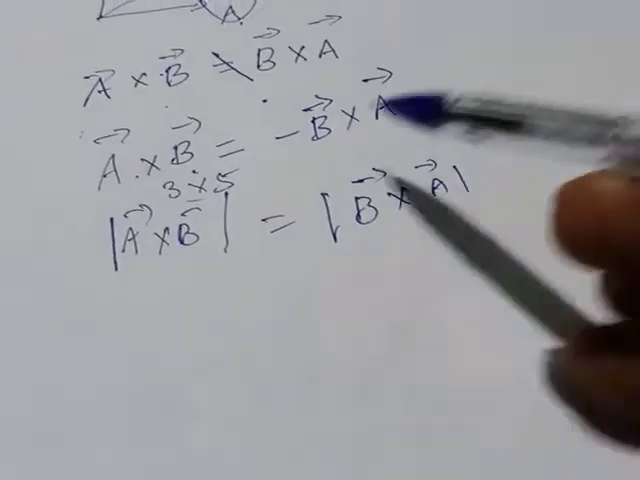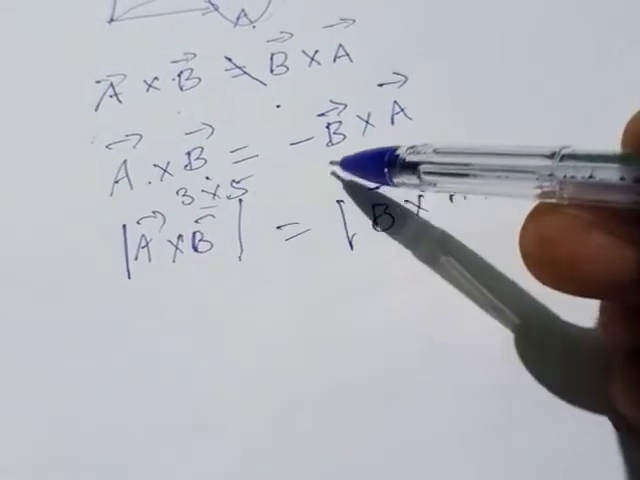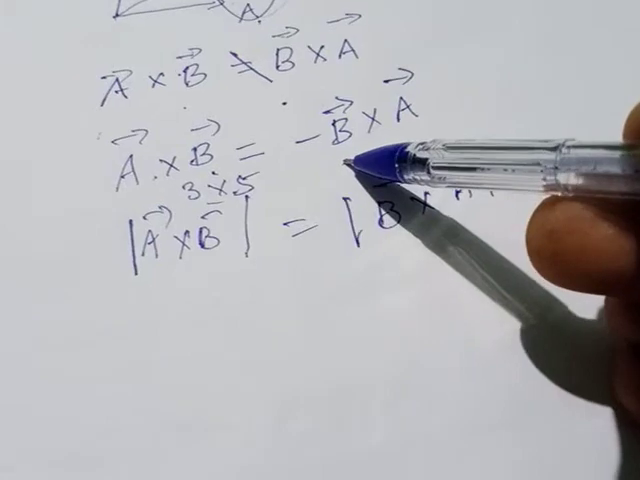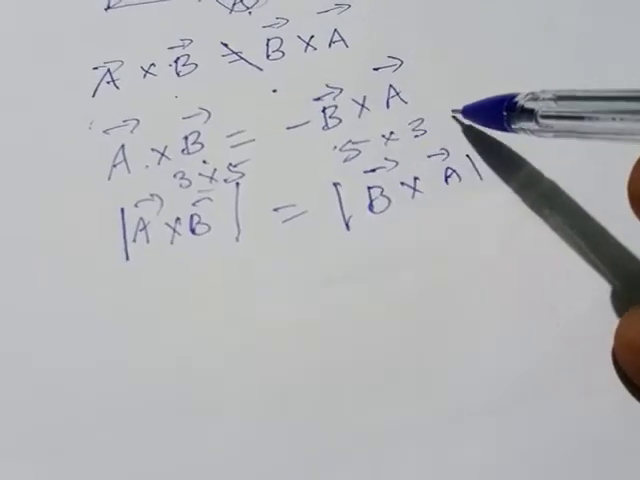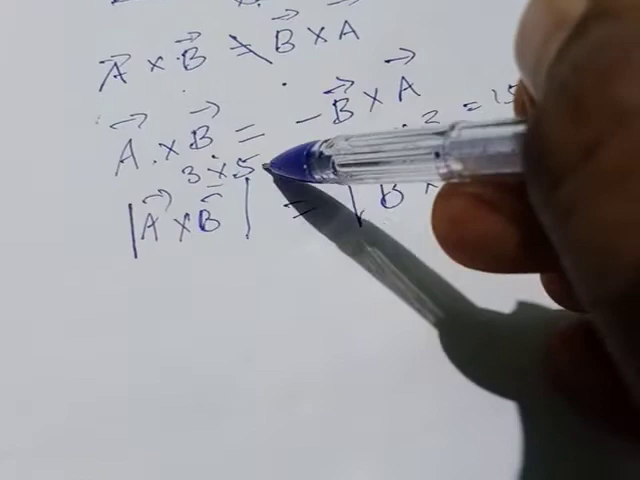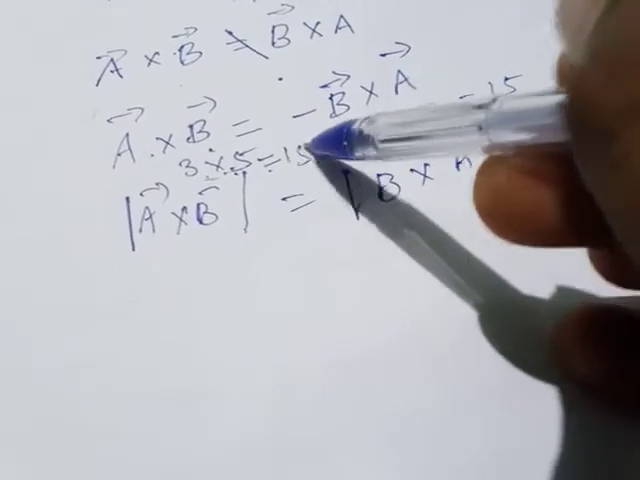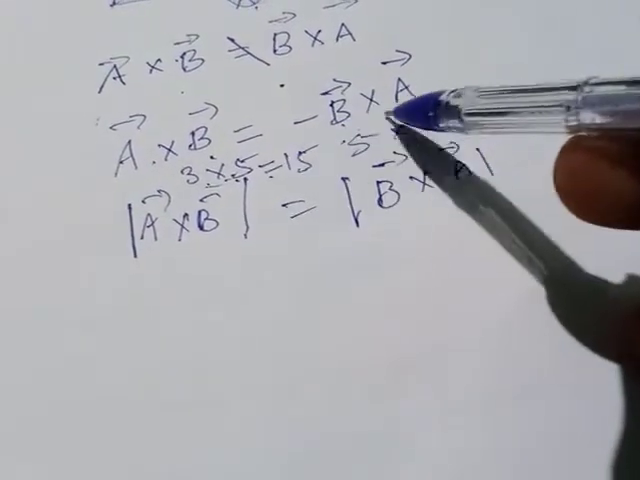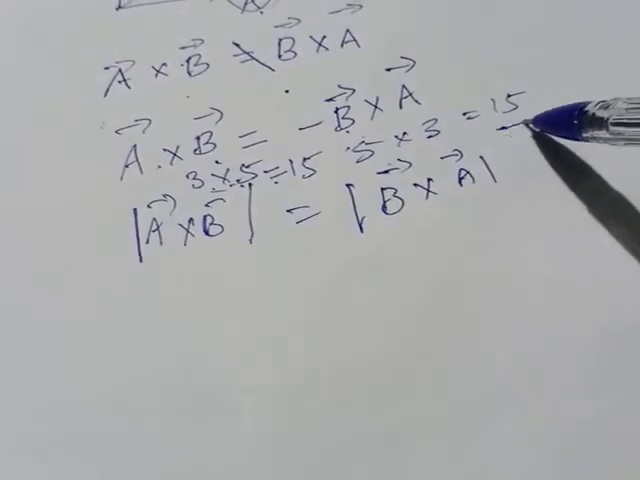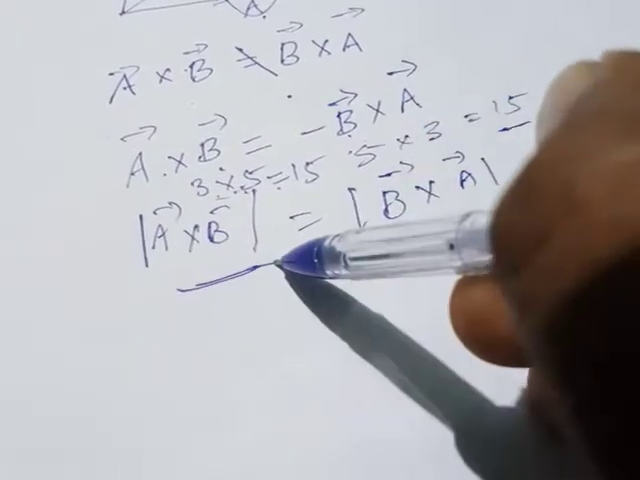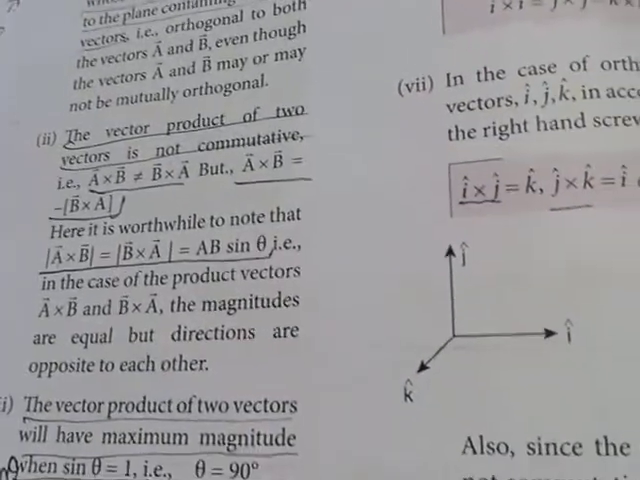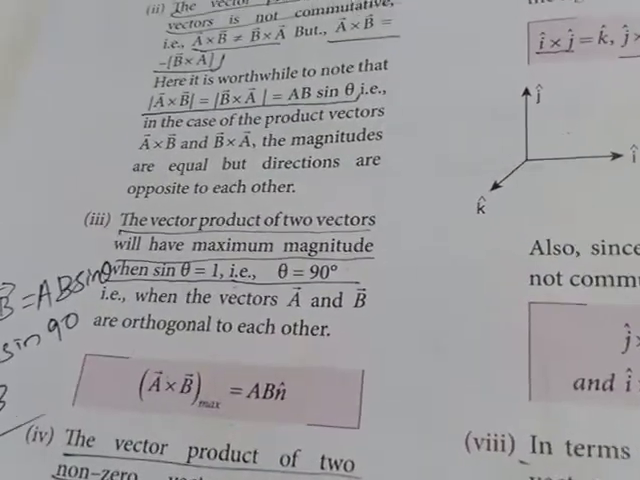Suppose A is 3 and B is 5, then 3 into 5 is 15. Here B is 5 and A is 3, now also we will get 15. So the magnitude of A cross B is equal to the magnitude of B cross A. That is the second property.